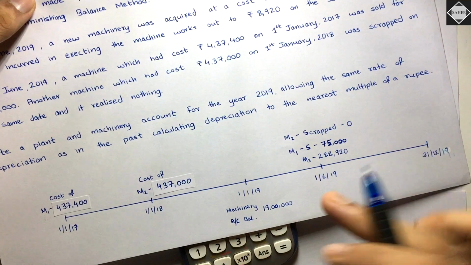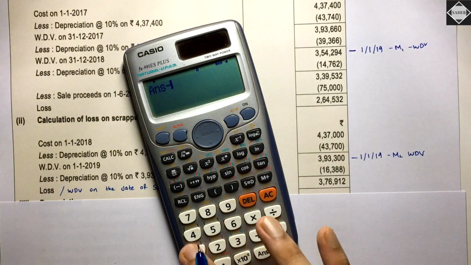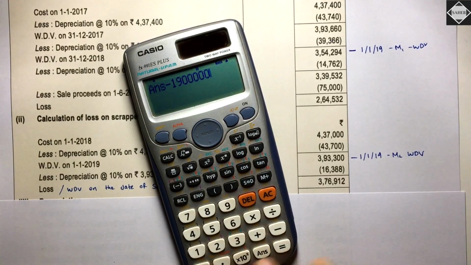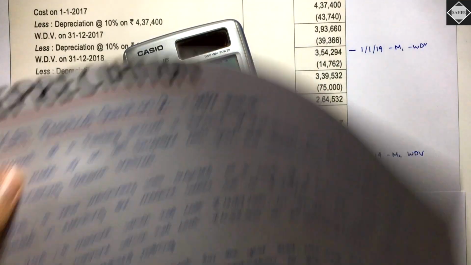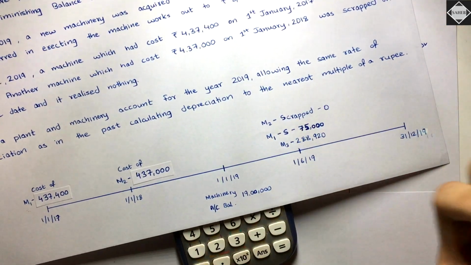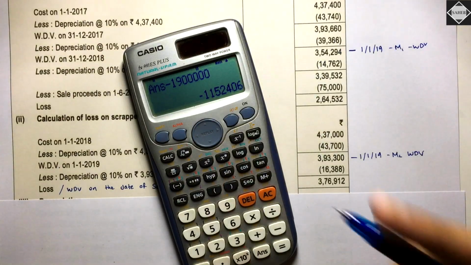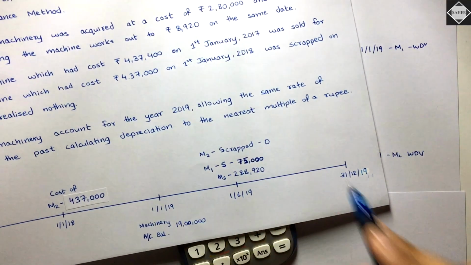So if we subtract that from the 19 lakh, what will happen? We will get the WDV of the remaining machinery in that 19 lakh. Apart from M1 and M2, the remaining machinery are there now. What is the WDV of that? The WDV is 11,52,406 rupees. Is that clear? So on this we have to charge the depreciation for the entire 12 months.